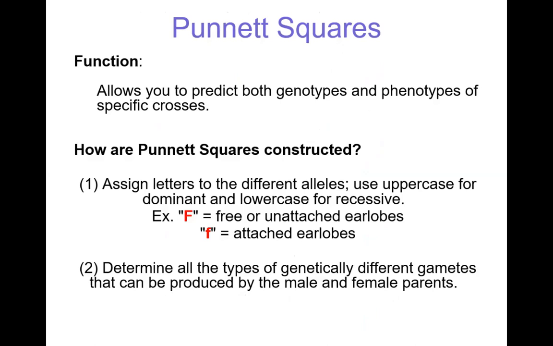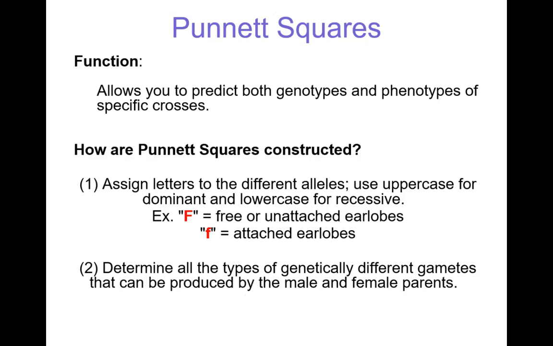Okay, so let's go over it anyway. We typically assign a capital letter for a dominant allele, like for free or unattached earlobes, and a lowercase letter for attached earlobes or recessive traits. We determine all of the types of genetically different gametes that can be produced by the male and female parents. So for instance, if it's a purple flower, would the purple color be a result of big P, capital P, or a lowercase p, or a capital P and a lowercase p, right?